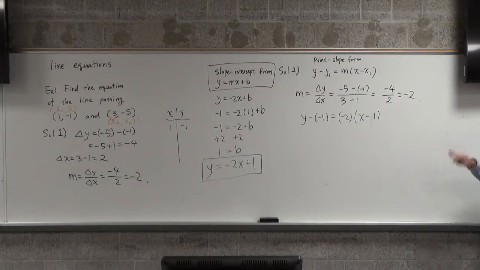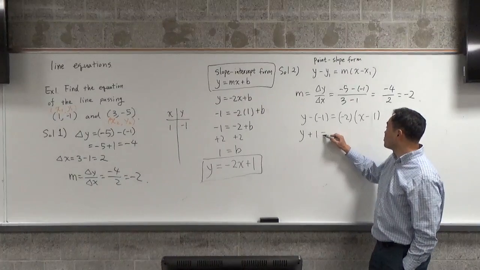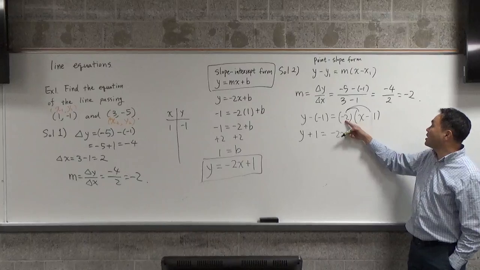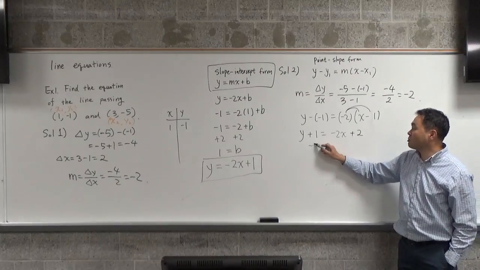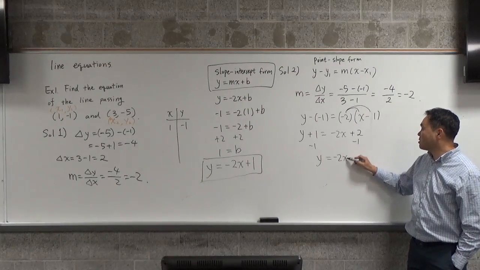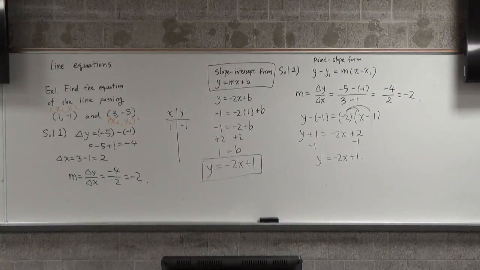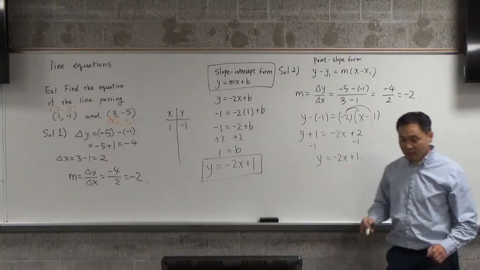But you still need to simplify it, and then you write it as y plus 1 equals negative 2 gets multiplied by x, so negative 2x. And then negative times negative is positive, so it's plus 2. And now you subtract 1 from both sides, and you get y equals negative 2x plus 1. Okay? So you get the same exact answer as the first one.